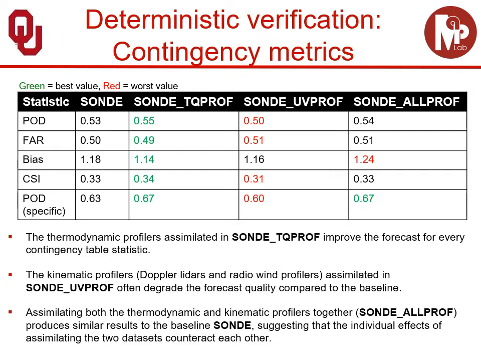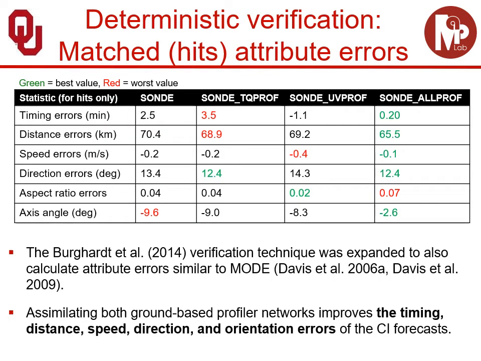When both sets of profilers are assimilated at the same time, the result ends up being somewhere fairly close to the baseline SON experiments. This suggests that the positive impacts from assimilating the thermodynamic profilers are being counteracted by the negative impacts of assimilating the kinematic profilers. Now, while we do see negative impacts for the detection of CI when assimilating both data sets, we do see some benefits in other areas.